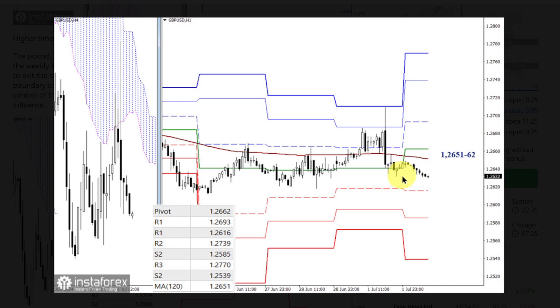Increased bearish sentiment will progress throughout the day through the supports of the classic pivot levels 1.2616, 1.2585 and 1.2539.